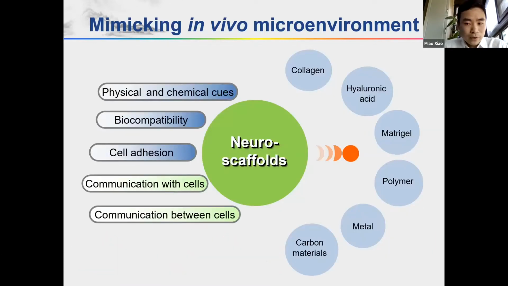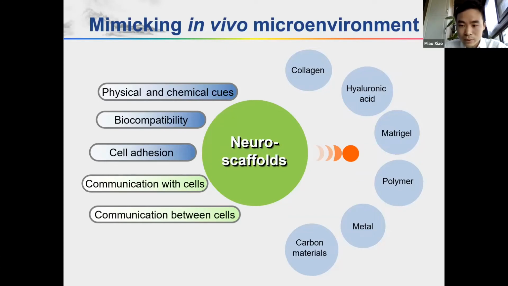To construct a more physiologically relevant microenvironment in vitro, 3D culture systems, especially material-based 3D assembly of neurons, have been developed for overcoming the limitations of 2D cell cultures. Therefore, when researchers design the scaffold, they should first think about the biocompatibility. The scaffold should allow the 3D growth and adhesion of cells. Moreover, it should also provide physical and chemical regulation for the cells, and the communication between the cells, and also the communication between the cells and the ECM.